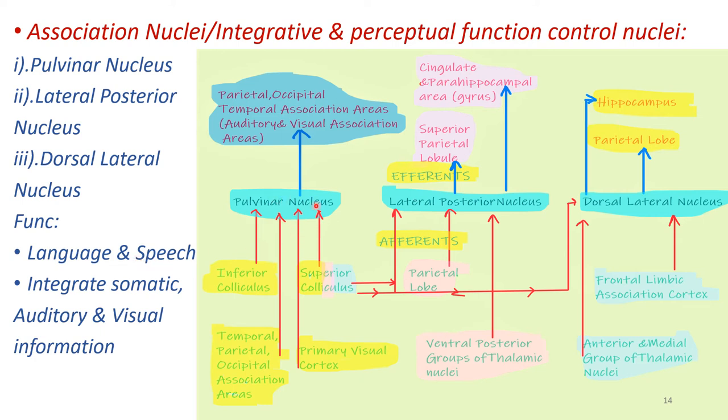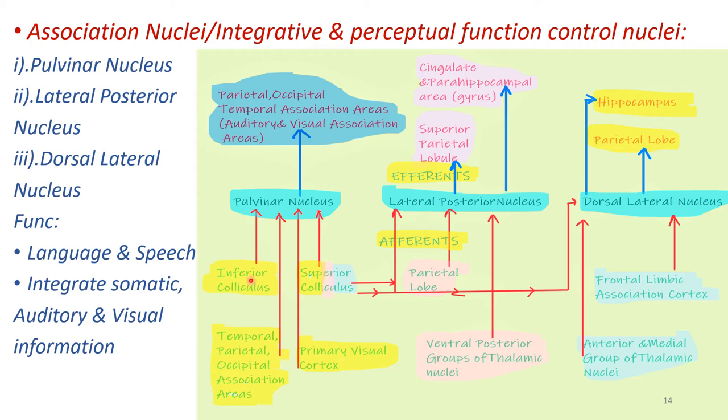The pulvinar nucleus receives its afferents from the inferior colliculus. Now the inferior colliculus is mainly concerned with auditory sensations. It also receives afferents from the superior colliculus, which is concerned with the visual movements or vision. Moreover, it also receives impulses from temporal, parietal, occipital association areas of the cerebrum and the primary visual area. So again, to repeat, its afferents come from the primary visual cortex, that is area 17-18, as well as the superior colliculus, both concerned with vision.